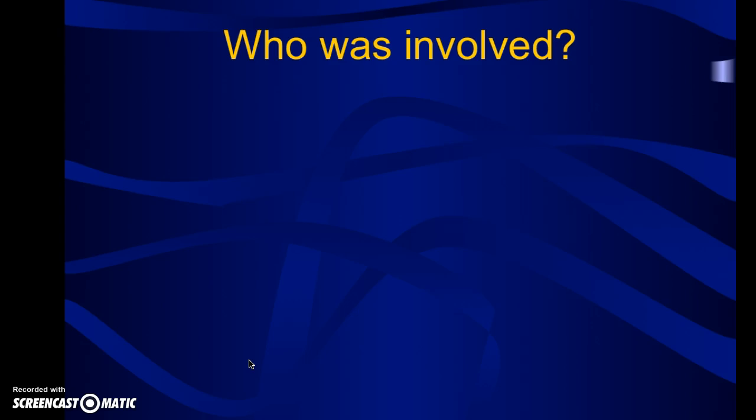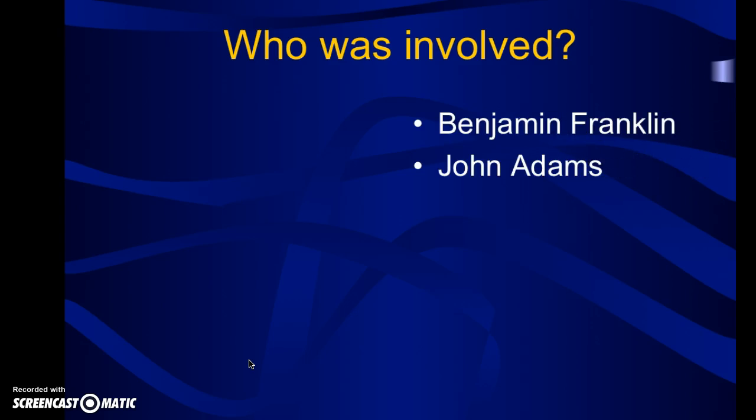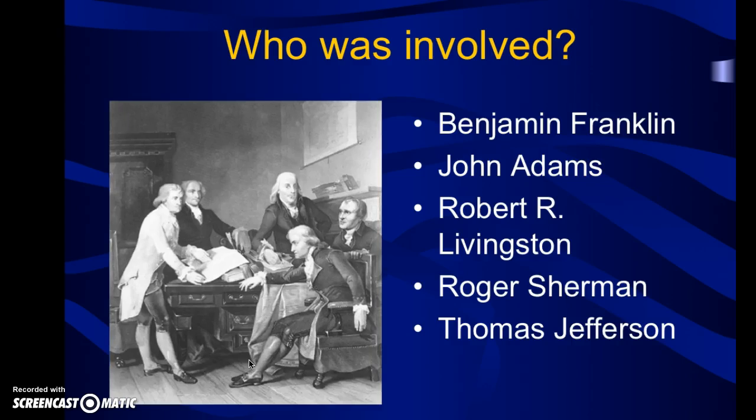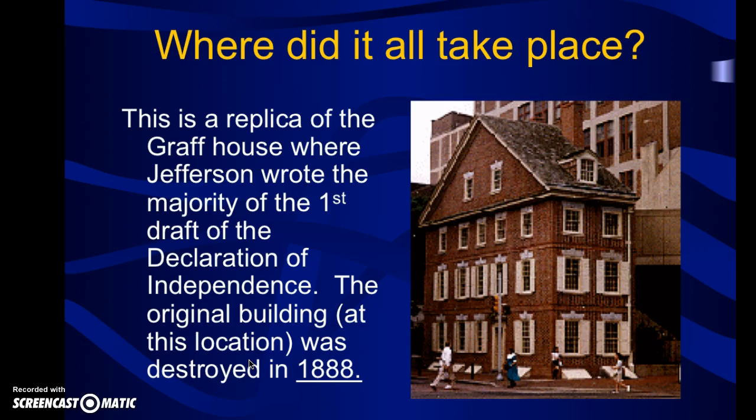Who was involved in this Declaration of Independence? Benjamin Franklin, John Adams, Robert R. Livingston, Roger Sherman, Thomas Jefferson. Where did it all take place? Okay, this is where the Declaration of Independence was written, where it was drafted, and where it was viewed by most people when it was being written.